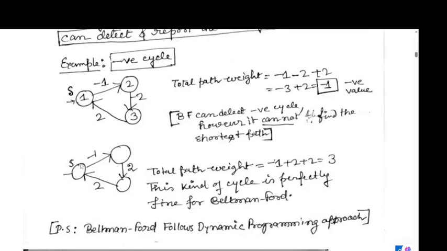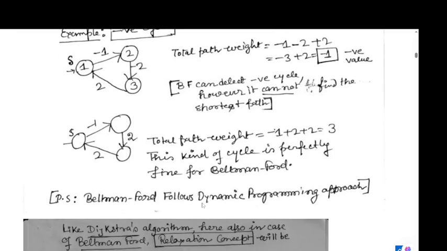In the second figure you can see -1 plus 2 plus 2, that means 2 plus 2 is 4, minus 1, which is 3. In this case a cycle exists, but it is not a negative cycle. So this kind of cycle is perfectly fine with Bellman-Ford.